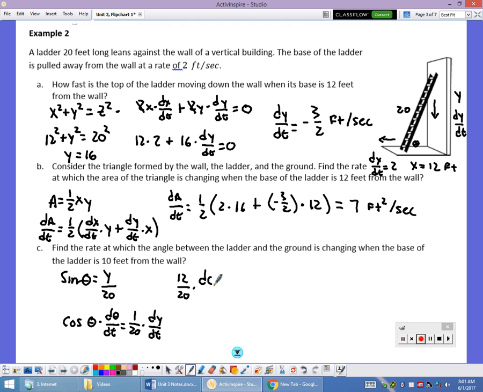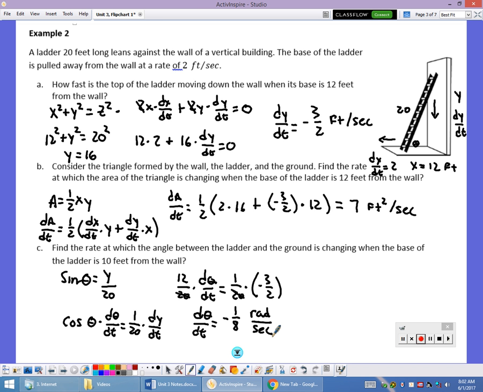So it's going to be 12 over 20 times d theta/dt equals the 1 over 20 times -3/2. These 20s will cancel. So d theta/dt is going to be equal to -1/8. It's going to be -3 over 24, which I reduced to -1/8. And then in this class, everything is in radians. So this is in radians per second. Always make sure you label those.